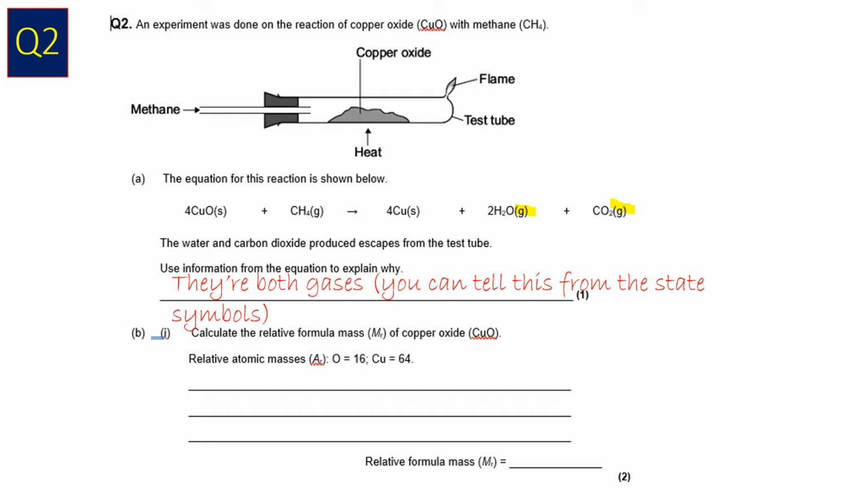Then asked to calculate the relative formula mass of copper oxide. They've kindly given you the numbers from the periodic table, so we just need to add them together. 64 plus 16 equals 80.